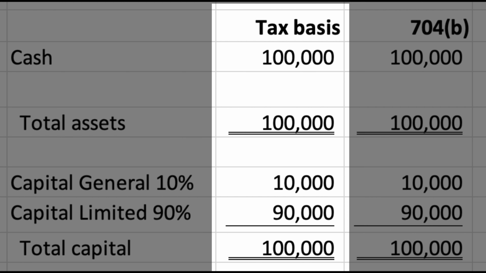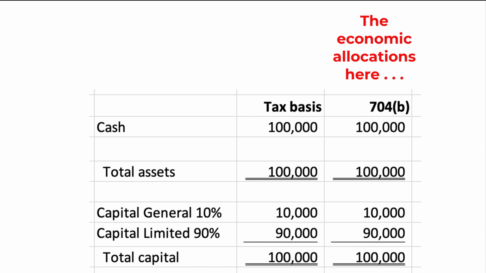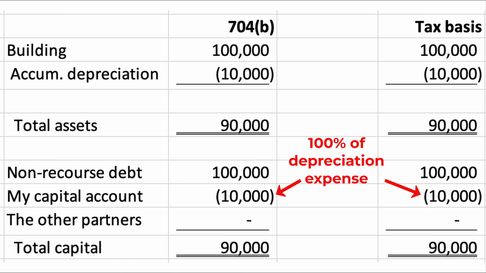So how does it connect with the profits and losses that show up on the partnership tax return? It is connected because the substantial economic effect requirements stipulate that tax allocations must be reasonably consistent with these economic allocations. In our example, because the 704B economic basis in the building is the same as the tax basis in the building, the depreciation expense will probably be the same. Therefore, the loss for tax purposes will be the same as the loss for economic purposes. If the loss for tax and economic purposes are equal, everything matches up.